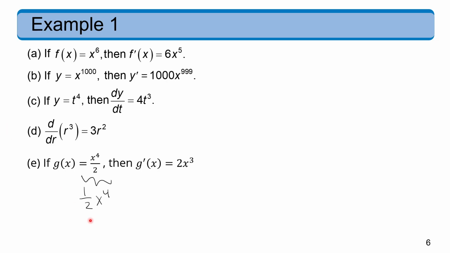One other notational thing, since we started with g of x, the notation for the derivative is g prime of x. Whereas up here in part A, we started with f of x, the notation for the derivative would be f prime of x.